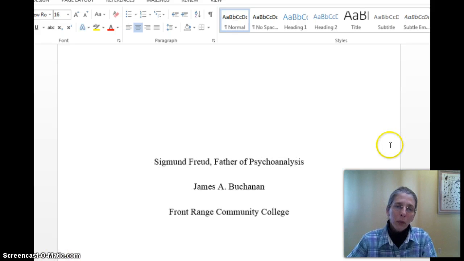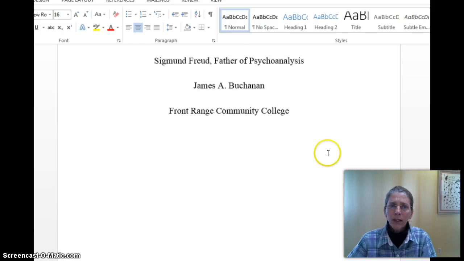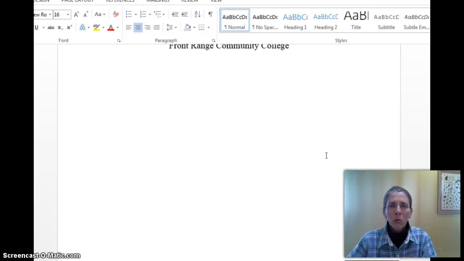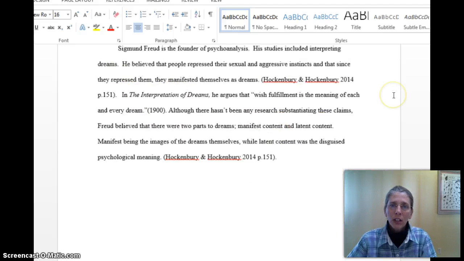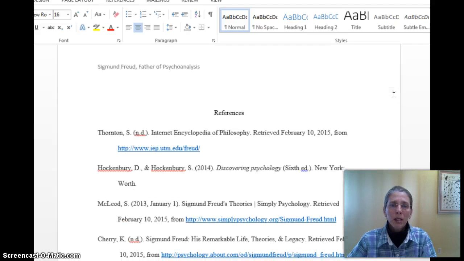Looking at a third paper, this is James's paper, and looks like good content here. I would wonder, is this Times New Roman 12-point font? Sometimes it's hard to see on the computer, but I would ask that question. You can see how he has double spacing here, and he started at the top of the page. That all looks good per APA style.